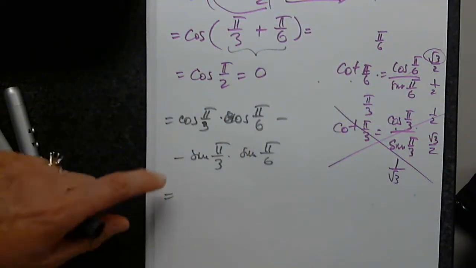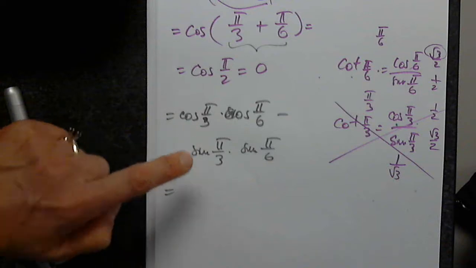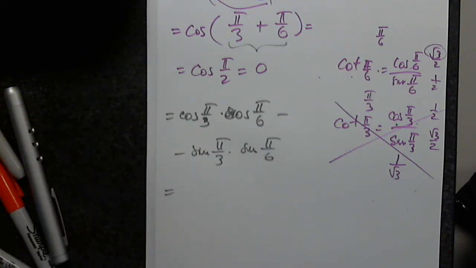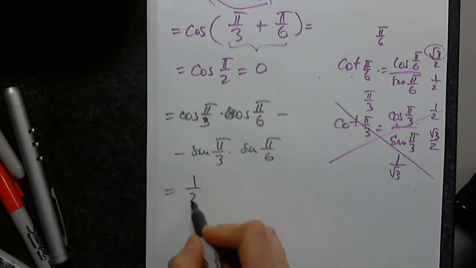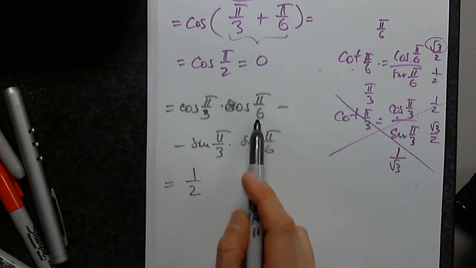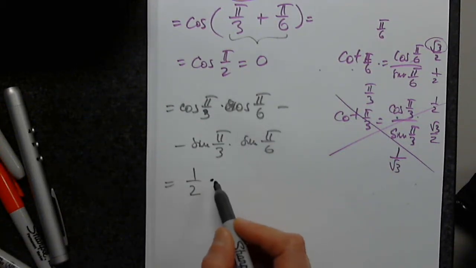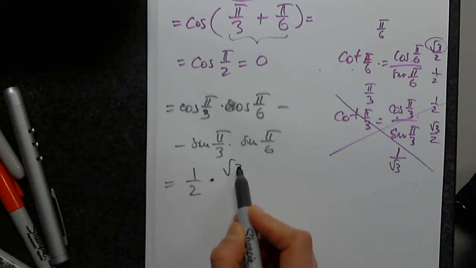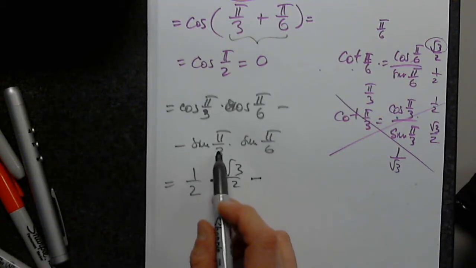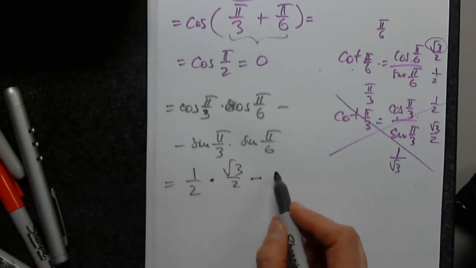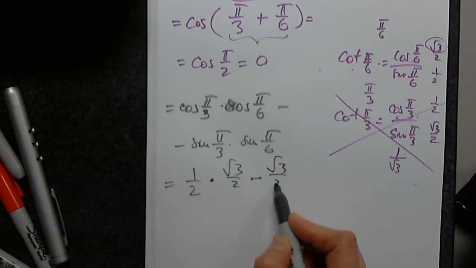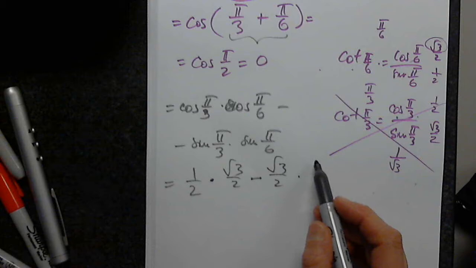Okay, let's see what we get. Cosine pi over 3 is the bottom angle. Cosine pi over 3 is very good, 1/2. Okay, cosine pi over 6 minus sine pi over 3. It's not 1/2, right? It's the bottom angle. And sine pi over 6.